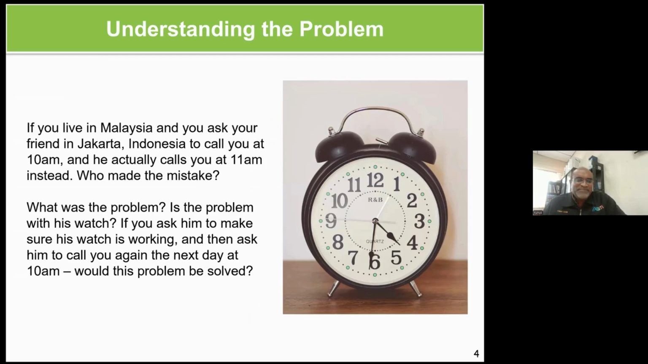With an example. Let's say you live in Malaysia and you ask your friend to call you at 10 a.m., and your friend lives in Jakarta. You wait for his call, and then he ends up calling you at 11 instead. When he calls you, you say, "Hey, why are you calling me at 11? I asked you to call at 10." He says, "I've got something on, so I can't speak to you now. But can you call me tomorrow at 10 a.m.?" And then he says, "Okay."